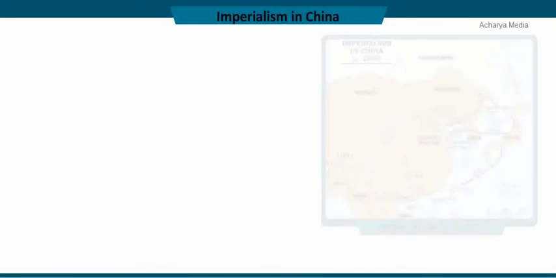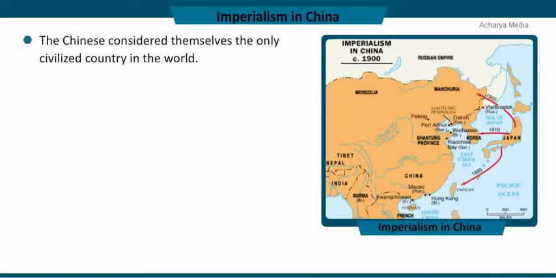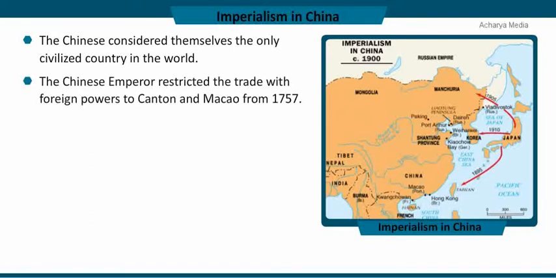Imperialism in China. Imperialism in China is interesting to study. The Chinese considered themselves as superior and the only truly civilized country in the world. The other Asian traders adopted Chinese culture, but the European traders refrained from doing this. The Chinese emperor restricted the trade with foreign powers to the cities of Canton and Macau from 1757. This was done so that all traders would be under the administration of government officials.